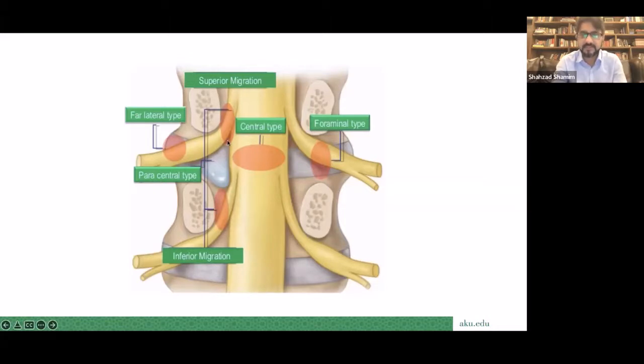On the other hand, if you have a disc which superiorly migrates, or a disc which laterally migrates, or you have a far lateral disc or a foraminal disc, that will cause symptoms at the exiting nerve root. So if at L4-5 there is superior migration, or a far lateral disc, or a foraminal disc, that will cause symptoms on L4. Otherwise, the symptoms will be on L5.